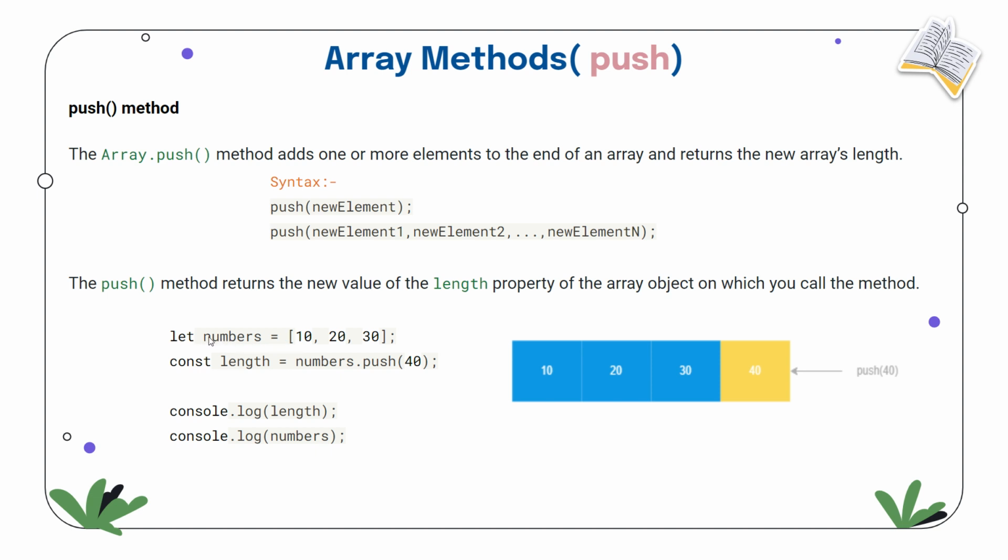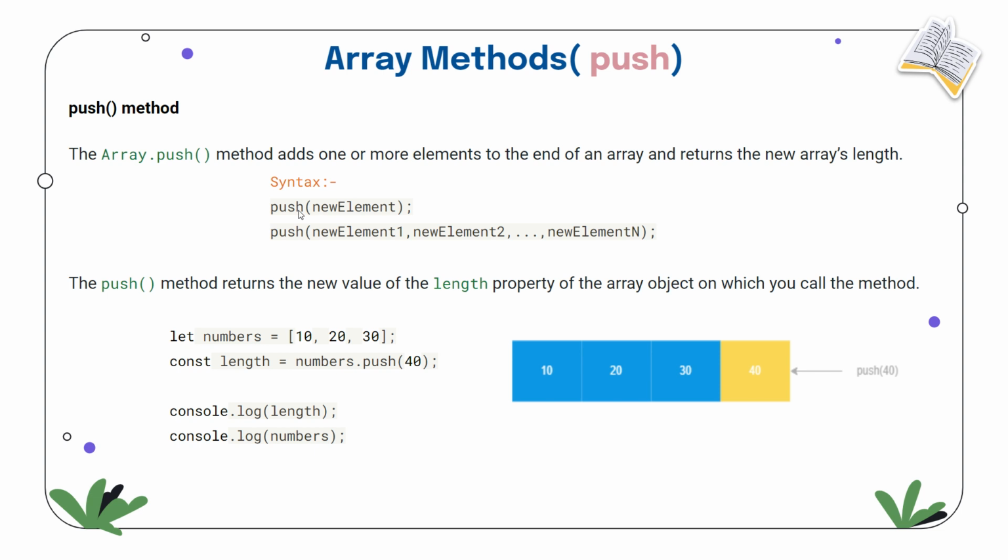Like, you can see here, let numbers equal 10, 20, 30. So there are three elements in this array, numbers, right? What I'm doing is telling numbers dot push 40. I'm trying to push one more element, that is 40. So 40 will be inserted at the last position. Previously the array had indexes 0, 1, 2; now the array will become 0, 1, 2, 3. So 3 means it's 4 elements, right? So the length will be 4 and numbers will be 10, 20, 30, and 40.